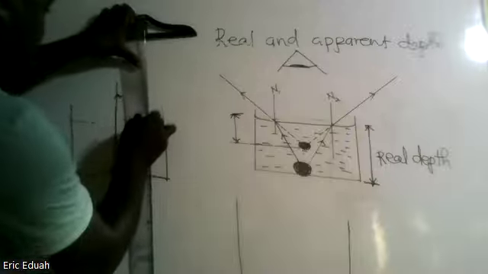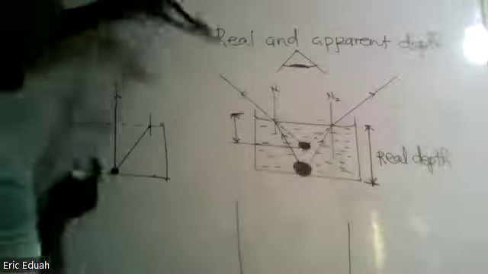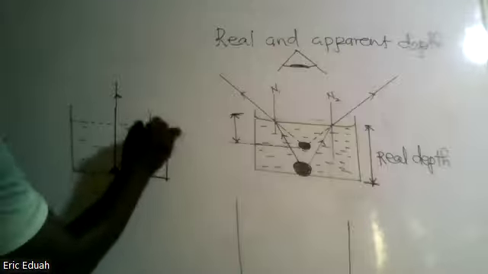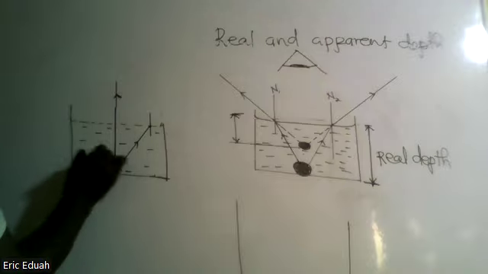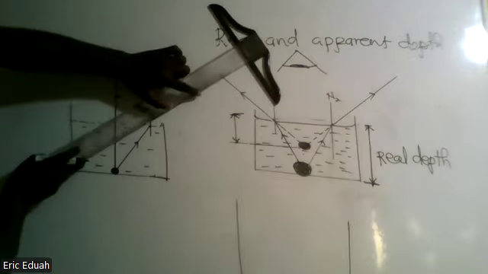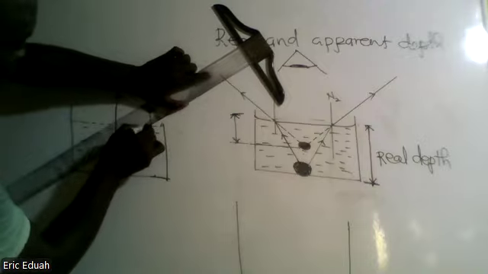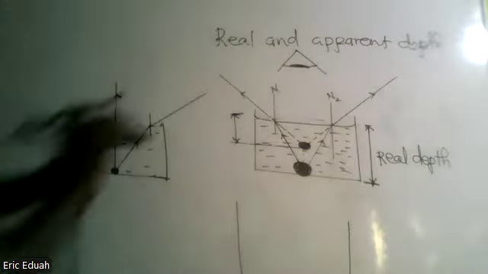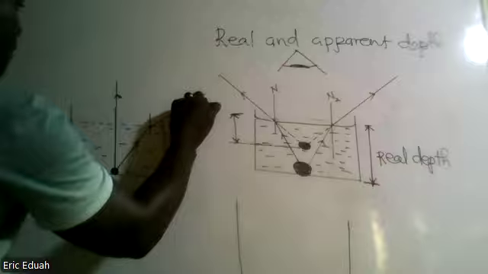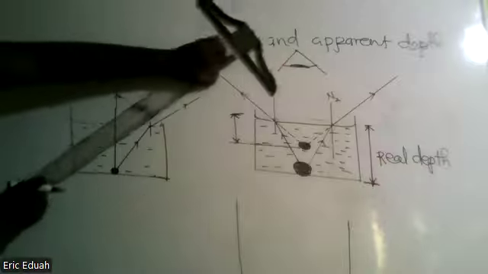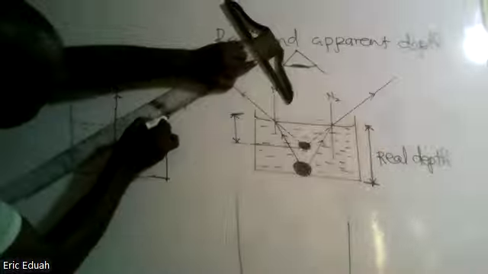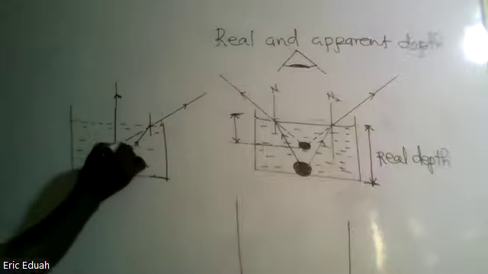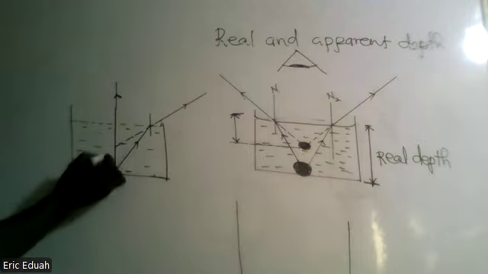Let's draw the normal. Because the ray is from water to air, it deviates away from the normal. So the refracted ray moves away from the normal. When we extend this refracted ray, this is where it meets this refracted ray.